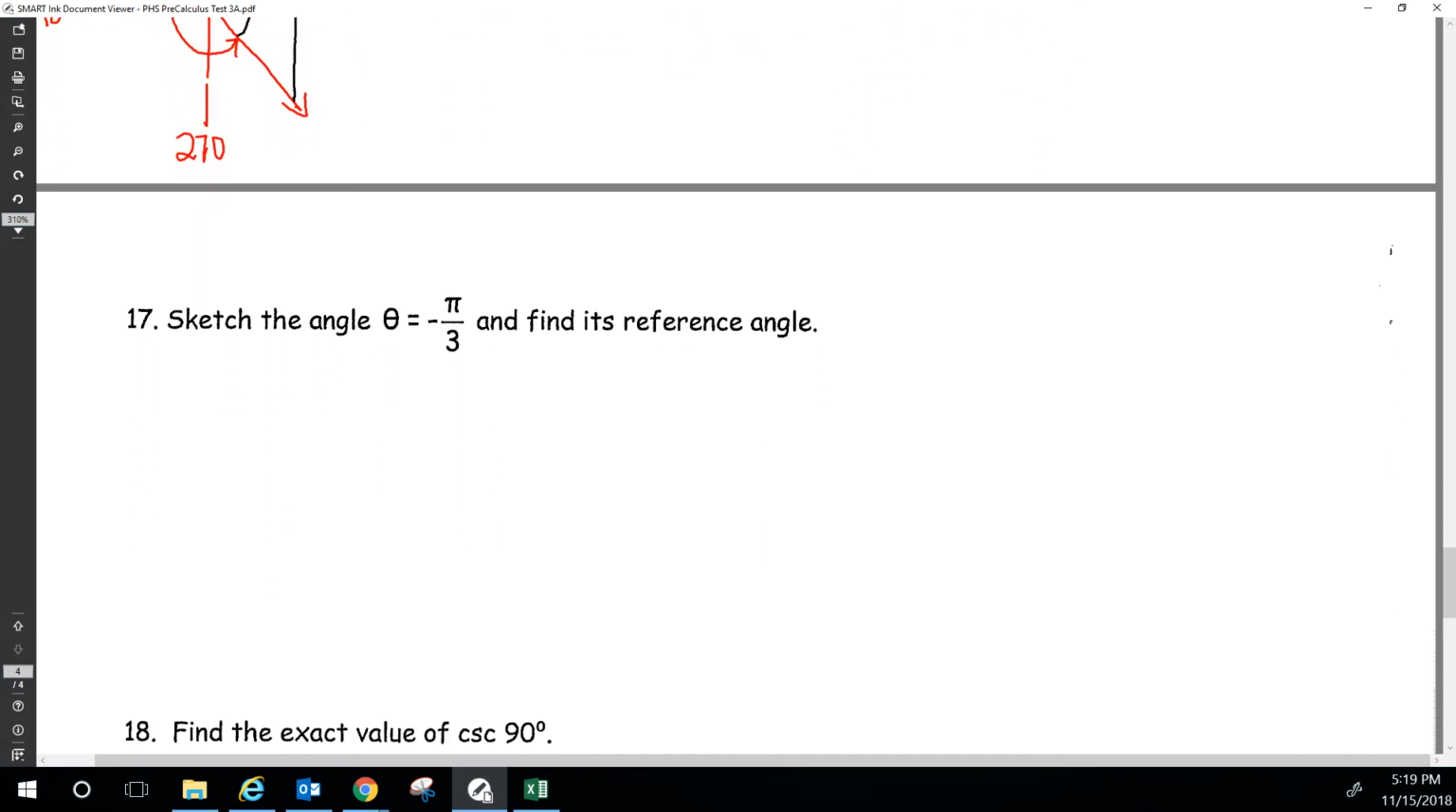All right, here's one that's in radians. Negative pi over 3, that's going in a clockwise fashion. Pi over 3 is just 1/3 of pi. So this is negative pi over 3.